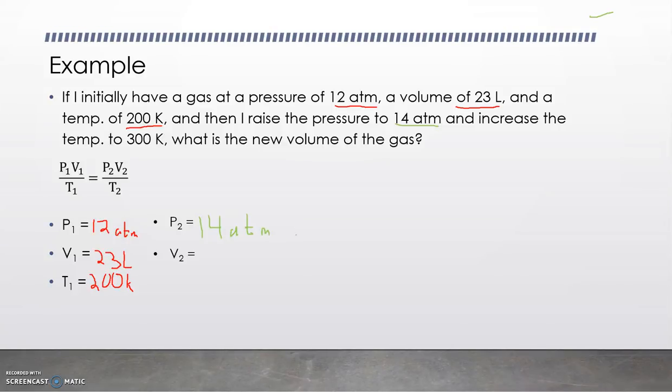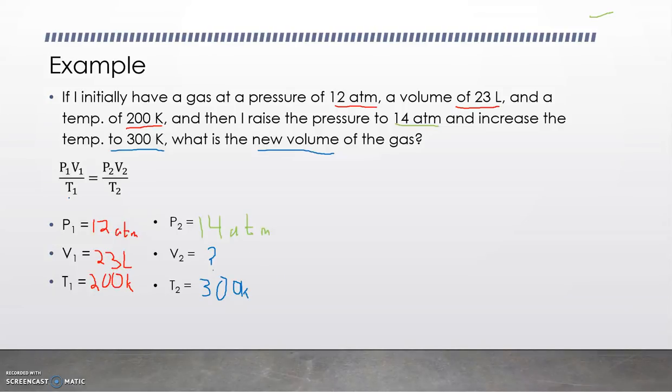Our V2 is our unknown. That's what we're trying to find. That's what it's asking us. What is the new volume of the gas? And then our T2 is our temperature after the change, which we have right there as 300 Kelvin. Alright, so now we have our variables.